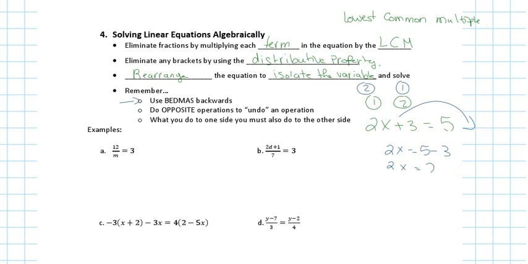And then I have to divide by 2, right? Because I have 2 times x. So for me to get rid of that 2, I have to divide by 2. And that gives me x equals 2. Okay? This is the simple form.